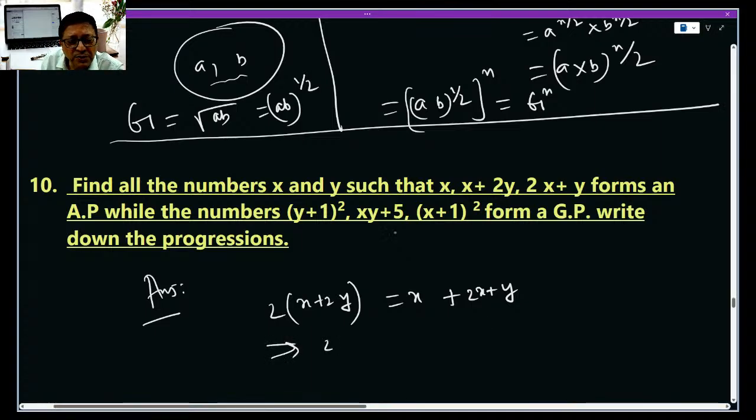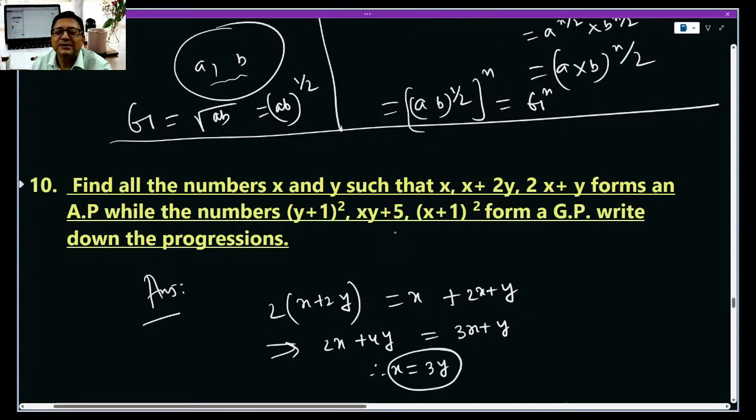So this implies what? 3x plus y, so x I got as 3y. Okay? But this is not enough to state the values of x and y. Use the second condition: these three terms are in GP. What is the condition for that? The middle one is the geometric mean, you know.